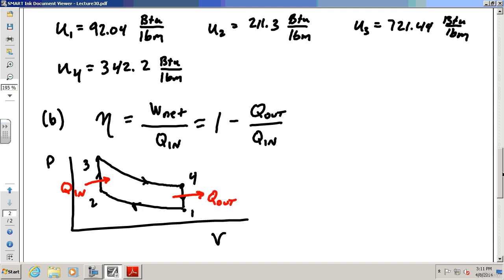Okay? I put in heat between states 2 and 3. That's where I'm adding the heat. That's what the Otto cycle says. I get rid of heat between states 4 and 1. That's what the Otto cycle says.